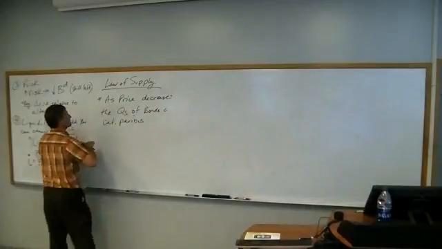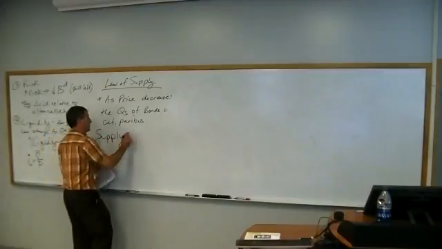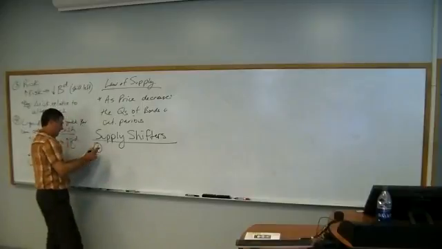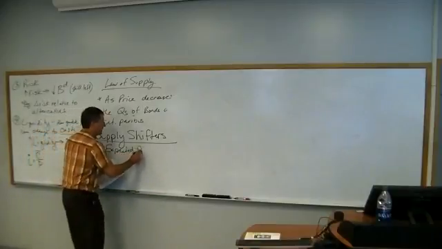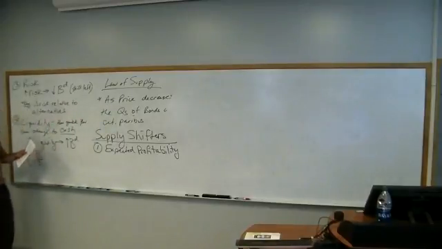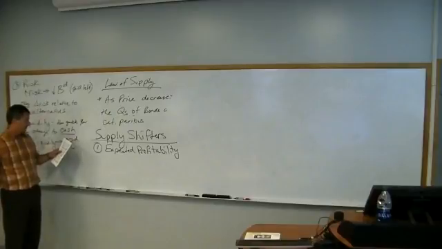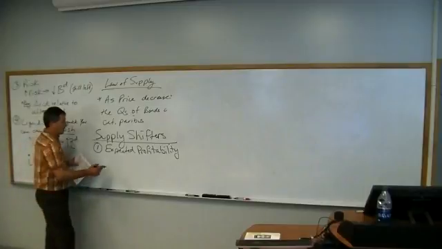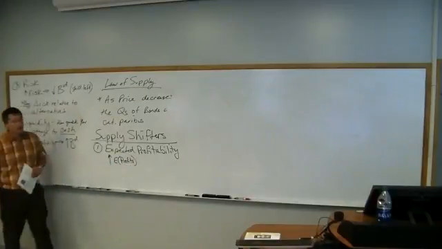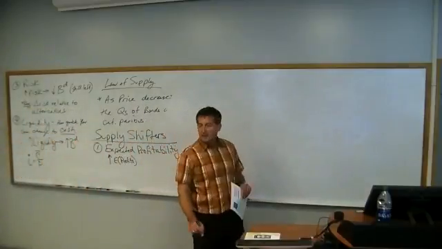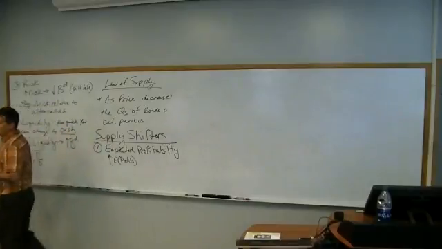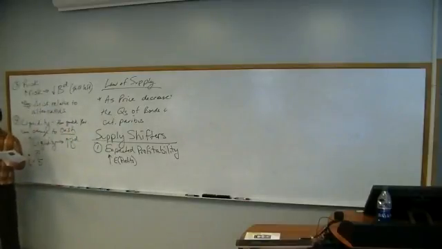All right, supply shifters. So we've got the law of supply. We had our demand shifters. These are our supply shifters. Number one, expected profitability. So if there's an increase in expected profits, they will often do a poll of businesses and other people to get their profit expectations. So if things look rosy, is that an increase in bond supply or a decrease in bond supply? Profit expectations high, increase in bond supply.